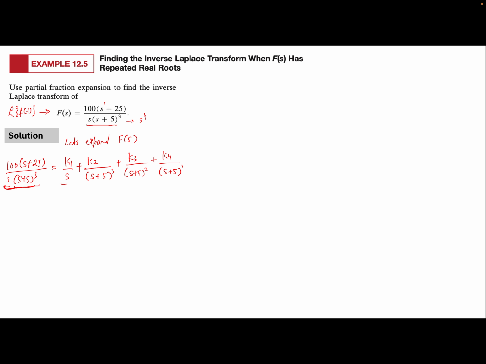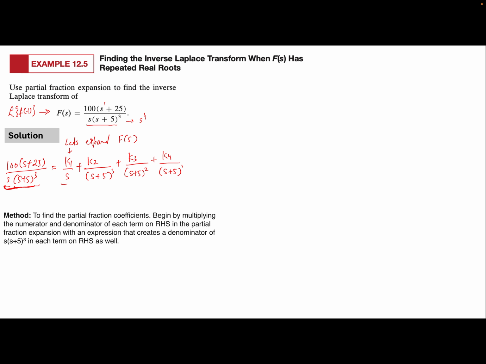So I'm going to multiply, for example, this term by s plus 5 whole cube and divide that term as well. So in the denominator, I'm going to get s plus 5 whole cube. I'm going to do exactly the same thing for all of these four terms to get the same denominator. So I can cancel s times s plus 5 whole cube from both the left hand side and the right hand side. Okay, so this is what I'm planning to do.